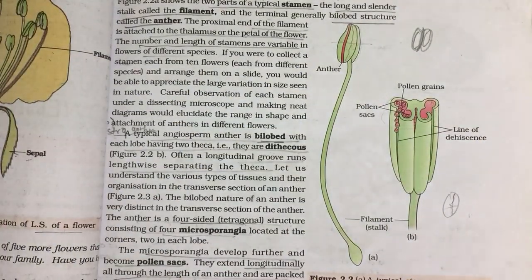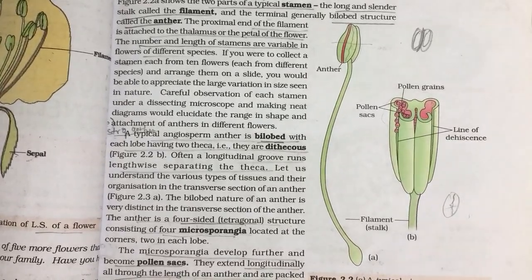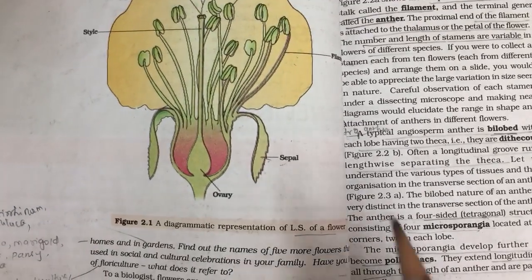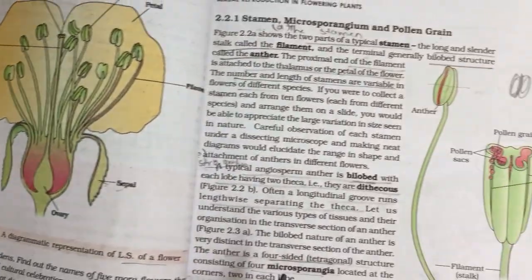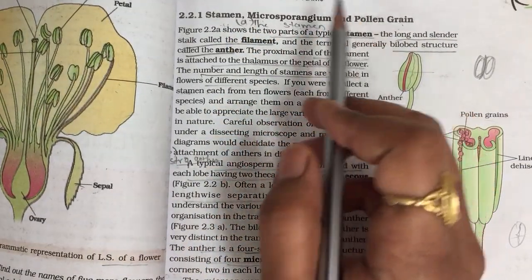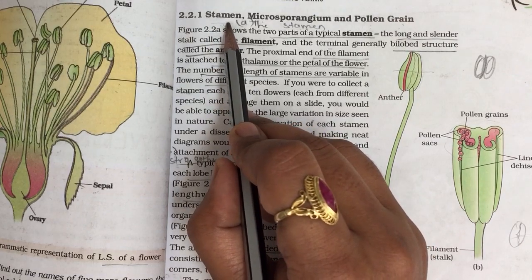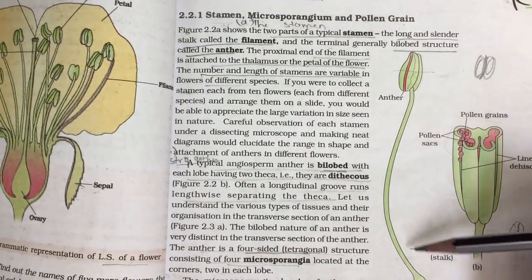In the previous video we discussed pre-fertilization structure. We discussed the structure of a flower, pre-fertilization structures and events, and we started with the stamen, microsporangium and a pollen grain. Let's recap: the stamen consists of two parts. One is the anther, another is the filament. Filament is the longest part.